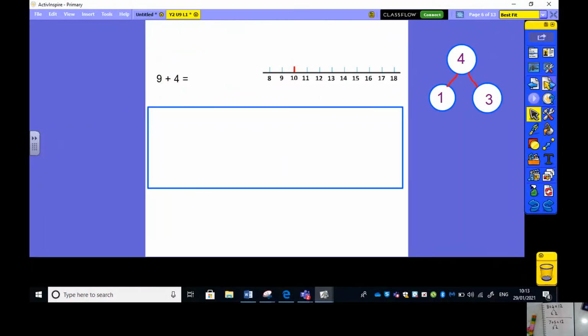Well done. Let's have a look at this question as our developed learning. Well, I was looking at 9 add 4. So what I've done here, Year 2, I've partitioned 4 into 1 and 3. Who can tell me why I have partitioned 4 into 1 and 3? Talk to your partners, talk to your cuddly toy, your hand, anyone working with you. Why do you think I've partitioned 4 into 1 and 3? And then tell me through the computer.